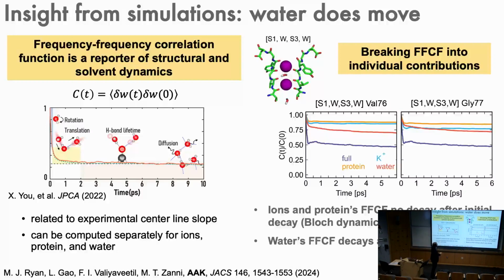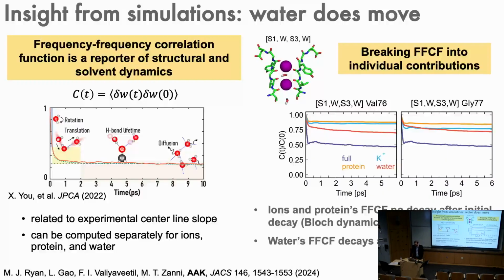Ions are shown in blue. It's a straight line after the initial decay. The initial decay means the ion just moves a little bit within the binding site, but then it doesn't go anywhere else. It just stays there, and that's why this line is flat. It's not decaying. Same for protein. There is no structural protein motion on a few picosecond time scale. But if you look at water, red, water does decay. It's not very fast, but it's much faster than protein and ions. Hopefully you see the red line decaying a bit faster than the blue and the orange.